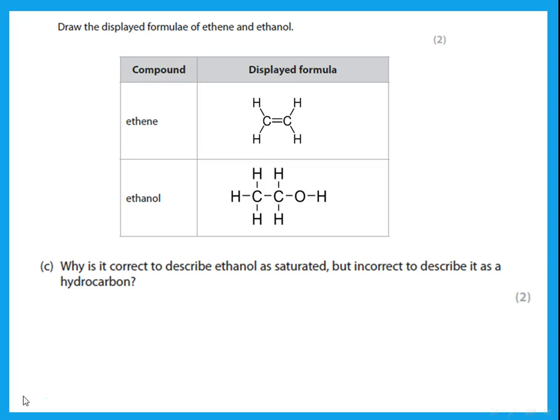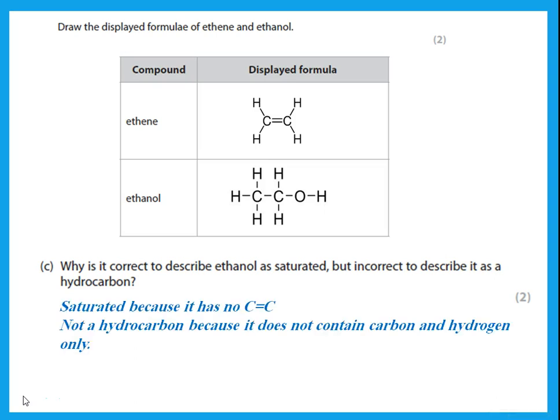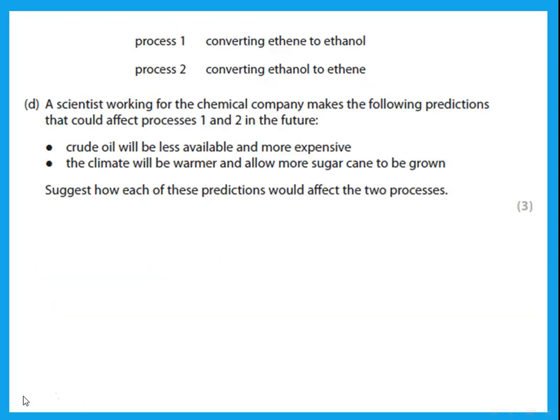Why is it correct to describe ethanol as saturated but incorrect to describe it as a hydrocarbon? Where is ethanol? Okay, is that saturated or not? We said saturated means what? Saturated means it has only a single bond between the carbons. Now, what does hydrocarbon mean? Hydrocarbon means it has only carbon and hydrogen. Does it have only carbon and hydrogen? No. So it is saturated because it has no C double bond C, only C single bond C. And it's not a hydrocarbon because it does not contain carbon and hydrogen only.